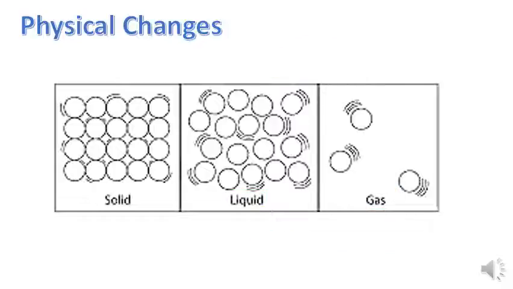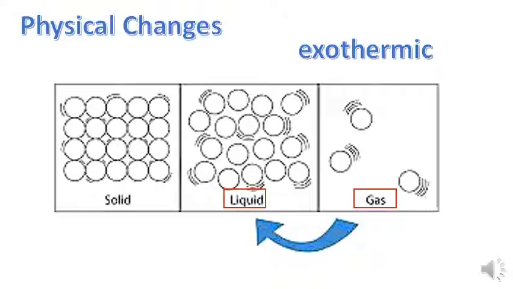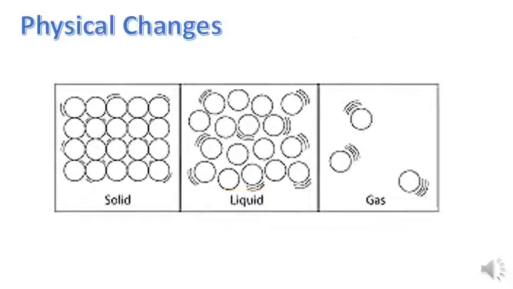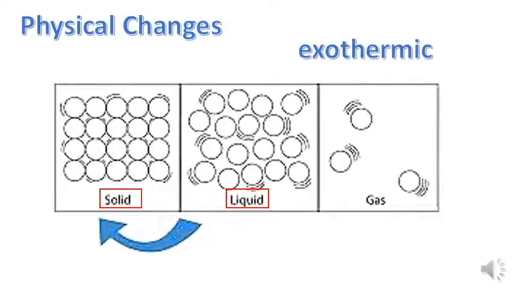Working from the other direction, if we start off with a gas and we want to condense it into a liquid, well, that would require the removal of heat energy. So heat energy comes out of this process, so it's exothermic. And lastly, if I want to go from a liquid and freeze it to a solid, again, I have to take heat energy out of the system to get the temperature to lower, and that makes this process exothermic.